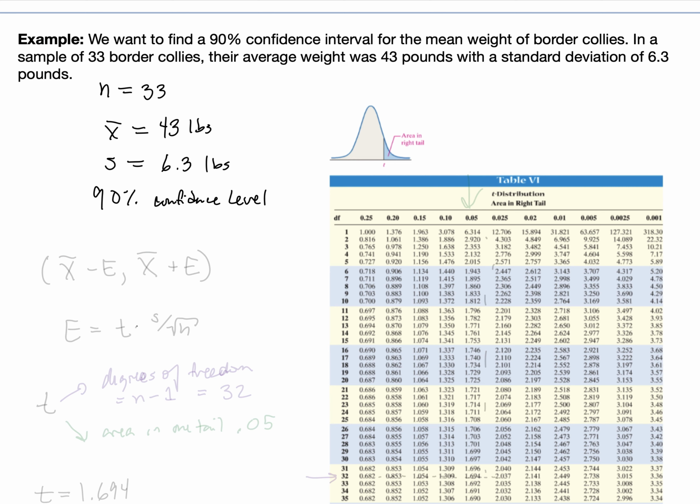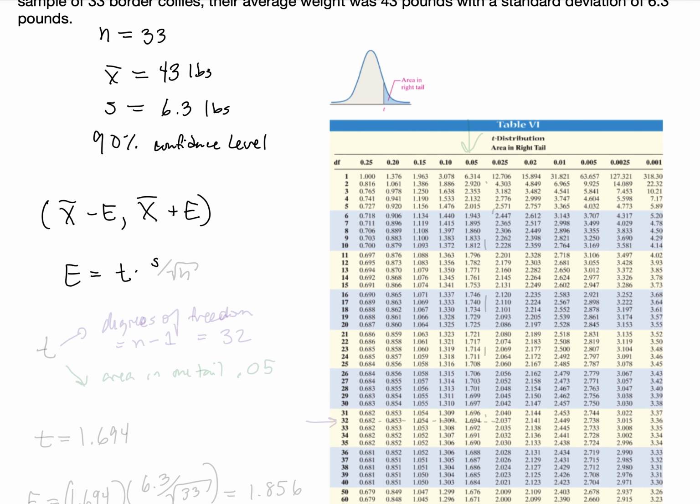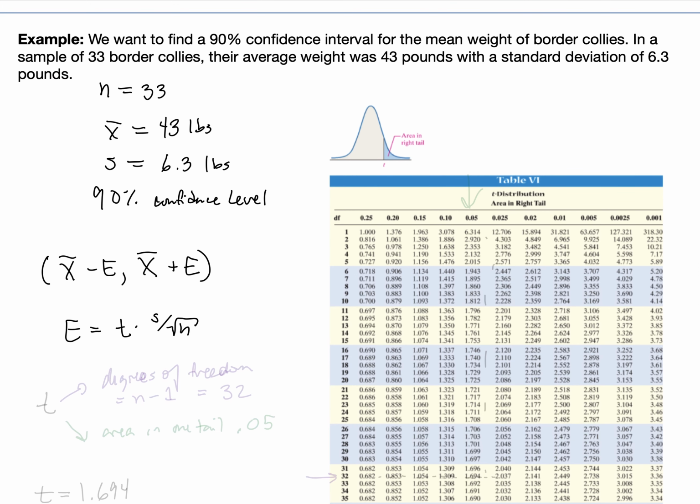So what we're going to be constructing is a confidence interval of the form x bar minus e, the sample mean minus the margin of error, to the sample mean plus the margin of error. So we already know the sample mean. Now we need to find the margin of error. The margin of error, as we saw before, is t times the standard deviation of the sample divided by the square root of the sample size. So we know s, we know n, we still need to find t.